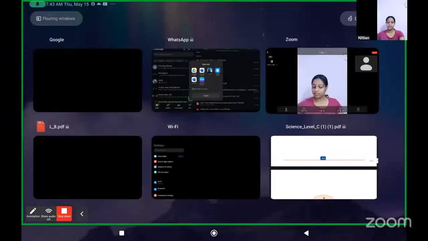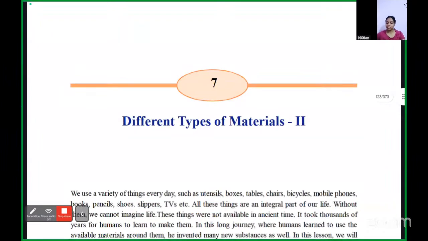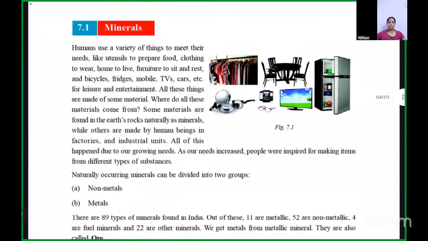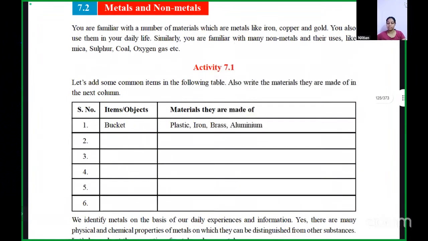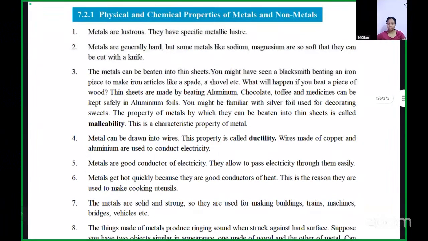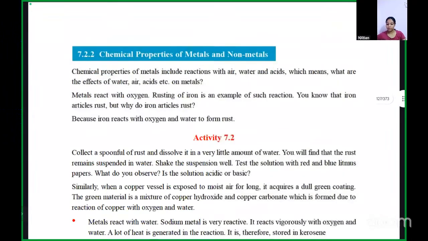We have started with a new lesson, types of materials, and we were doing metals and non-metals. We did what are minerals, what are ores, then we did what are metals and non-metals, and then we saw what are the characteristics of metals and what are the characteristics of non-metals, that is their properties. Then we saw their chemical properties also.